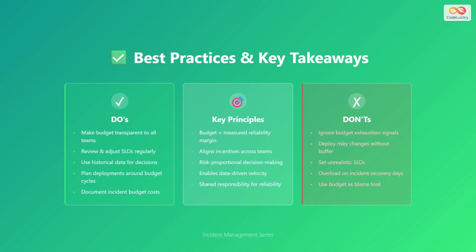Let's review the best practices. Do: make your budget transparent to all teams. Do: review and adjust your SLOs regularly based on business needs. Do: use historical data to inform deployment decisions. Do: plan your deployments around budget cycles to maximize velocity. Do: document how much each incident costs in budget terms.